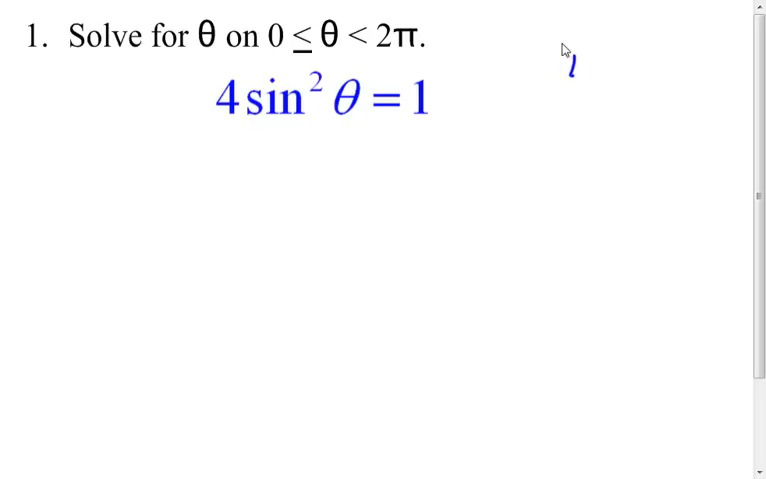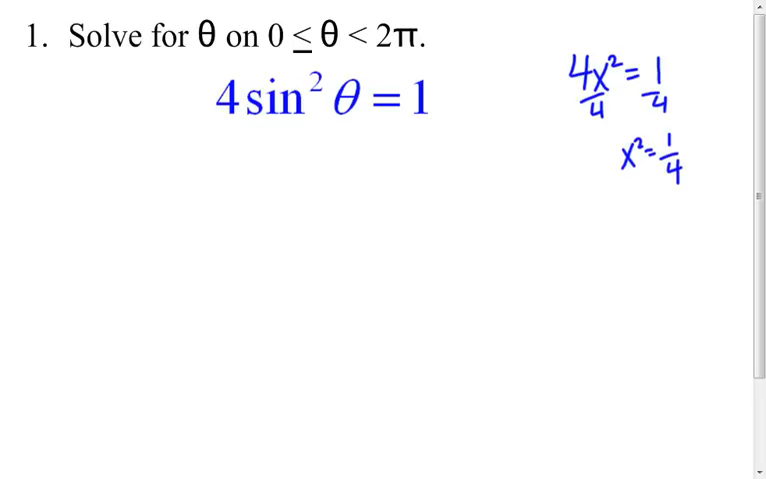I want you to think about this. If you had an algebraic equation like this, how would you solve it? And there's actually a couple different ways you could do it. One of the ways would be to divide by 4, and of course x squared is 1/4, and then take the square root of it, okay?